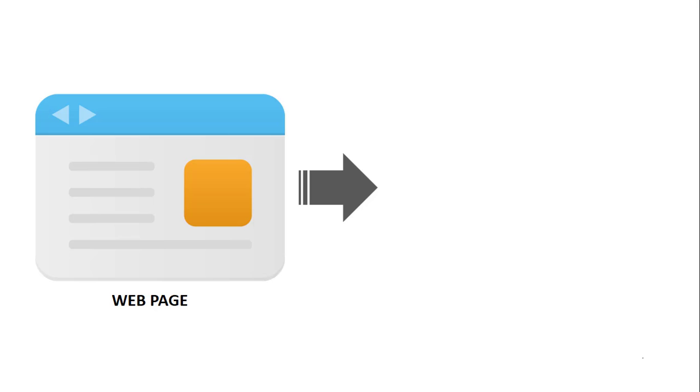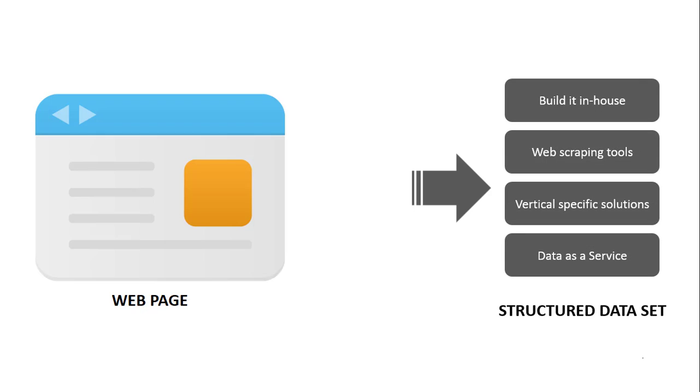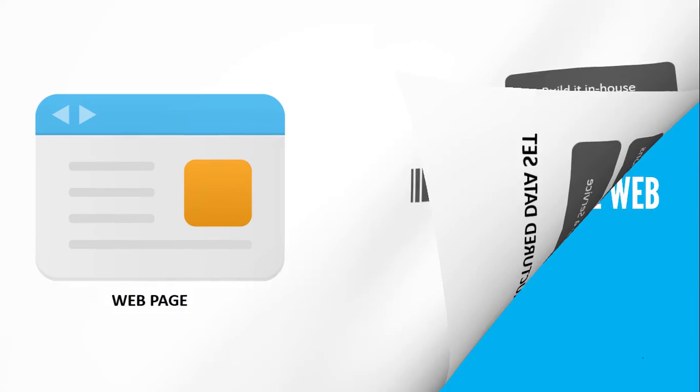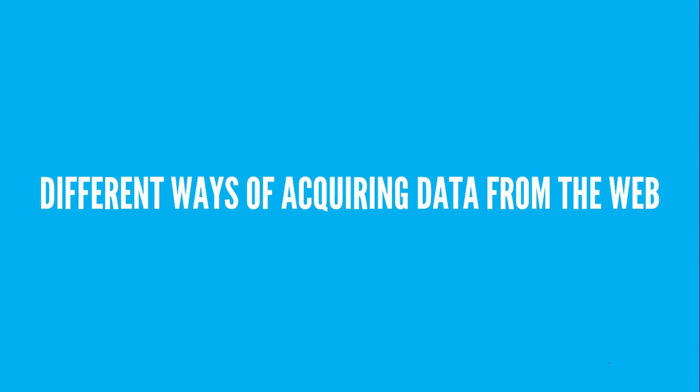Let's now have a look at the different ways there are to acquire web data. The popular methods of web data acquisition are: build it in-house, web scraping tools, vertical specific solutions, data as a service. In the next section, we'll cover a brief overview of each method.